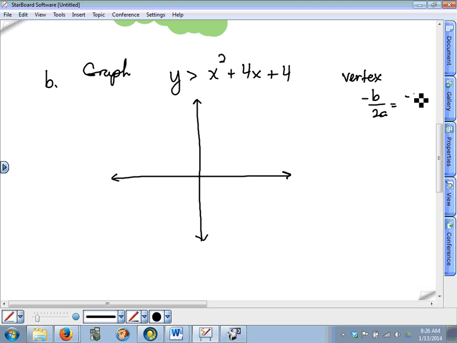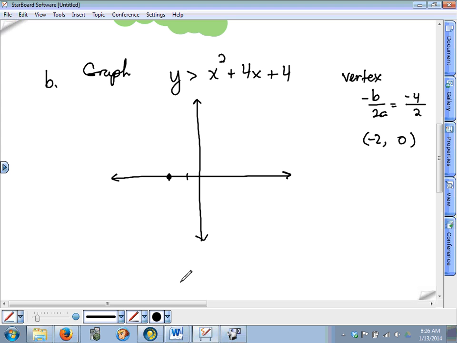The opposite of b is negative 4. 2 times a is 2. So the vertex is negative 2 comma something, because this vertex formula only gives you the x value of the vertex. Where does the y value come from? You plug it in. Turns out to be 0. So the vertex is negative 2 comma 0.